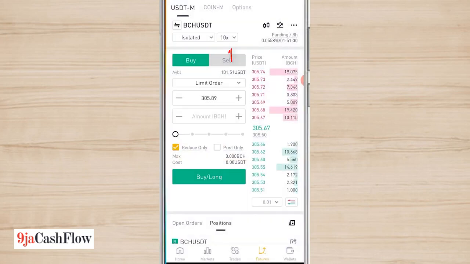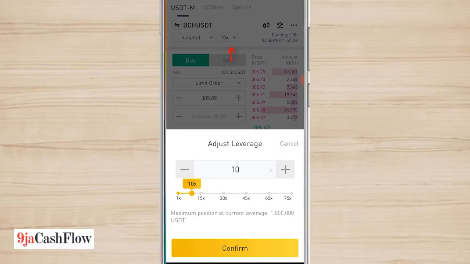Okay, so once you confirm that it's on isolated, let's go to the leverage. Always make sure that you do not exceed 10x leverage. As you can see here, I have 10x set as my default. Make sure that you don't exceed it. Anything that is exceeding 10x is more of gambling.